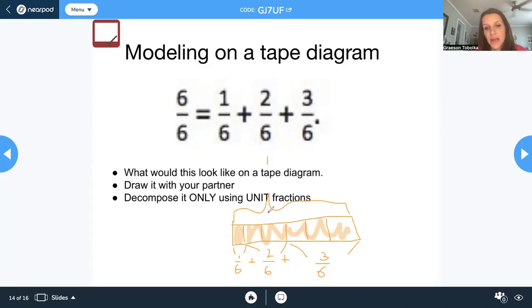let's add the bottoms. How many do we have? 1, 2, 3, 4, 5, 6. 1 plus 2 is 3, plus 3 is 6. 6. Anything over itself equals what? How many are shaded? A whole. So any number over itself is going to equal 1. And we can see here that 6/6 is one whole when we shade it.